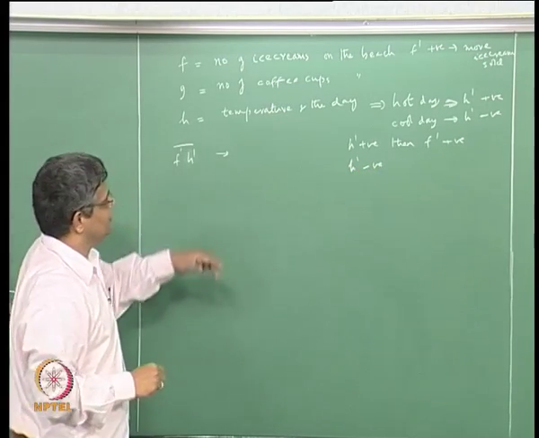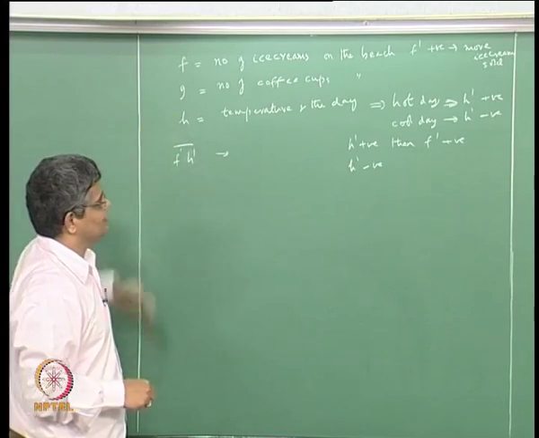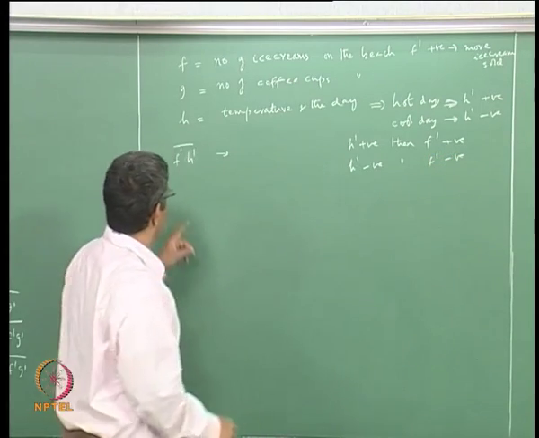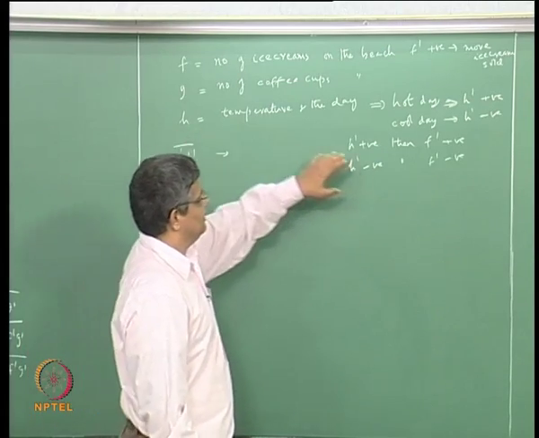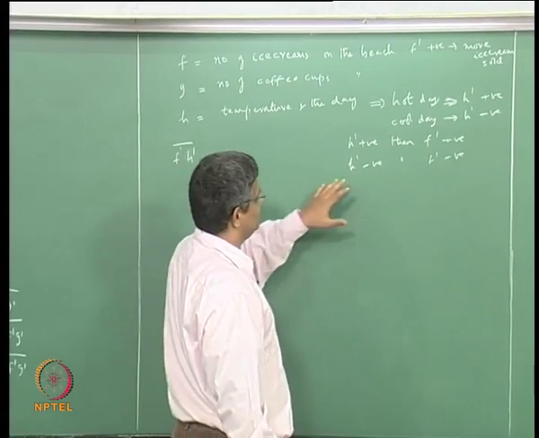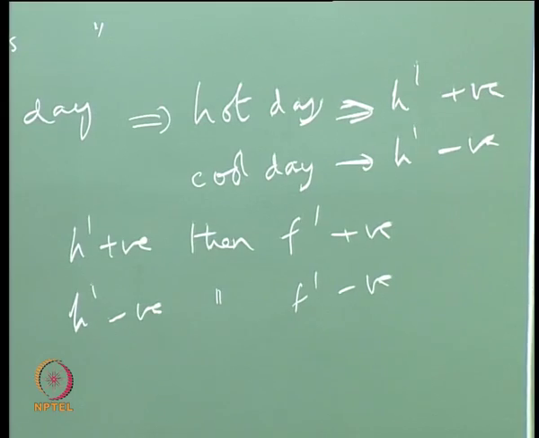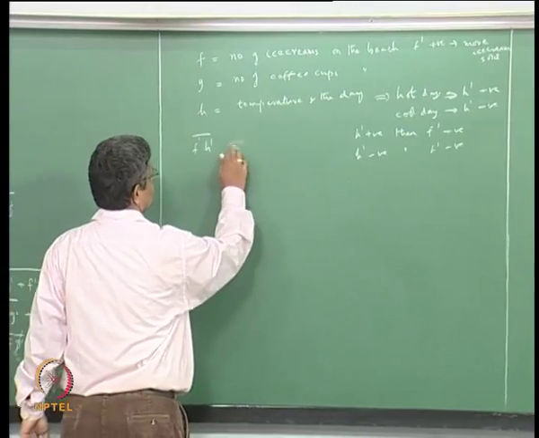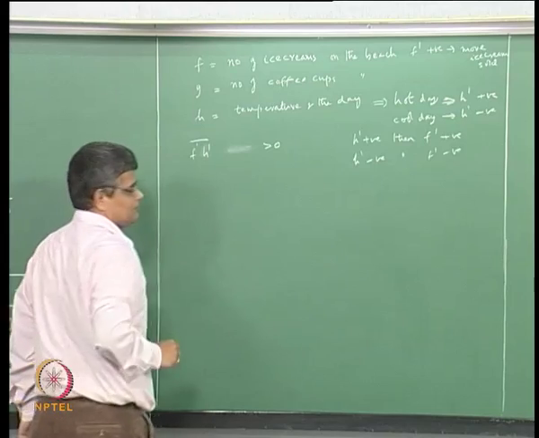That is, when it's a cool day, there will be fewer than the usual number of ice creams sold, so f prime will also be negative. So if you now take the product of f prime and h prime, it's going to be positive when h prime is positive, and it's also going to be positive when h prime is negative because f prime is also going to be negative. So when you take the time average of this, you will see that this whole thing will be positive and greater than 0.